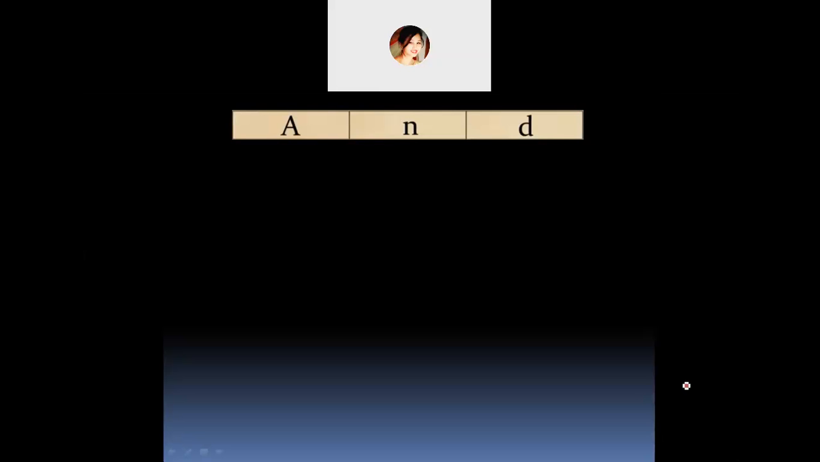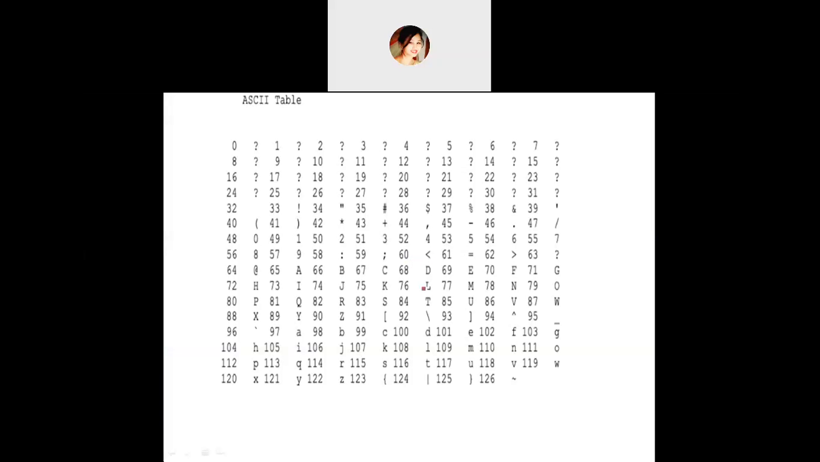Whatever I have taught you now, I'll show you with an example. Say we have this word, A N D. This is our input. What I said is we take 3 characters of our input, so 1, 2 and 3. Now these characters have decimal ASCII values of 65, 110 and 100.